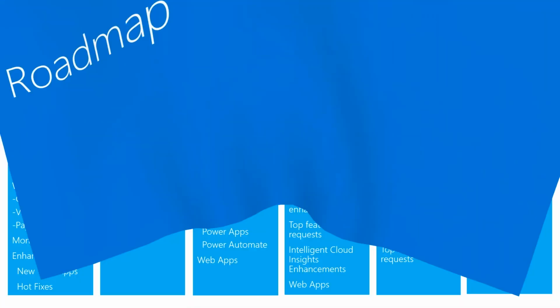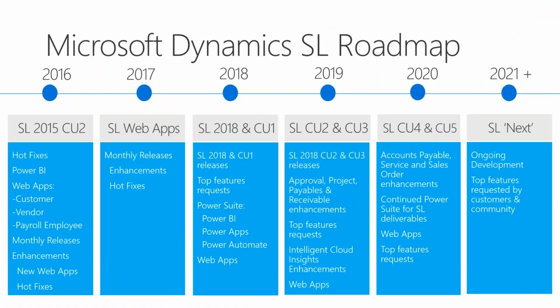Lastly, the roadmap. This is the standard roadmap that we have for our Microsoft Dynamics products. Again, what's going on this year, we just released CU4 and we plan on releasing CU5 at the end of the year, which we talked about, which will have year-end updates and some additional items. And the idea right now is that we'll continue that cadence going forward into next year as well.